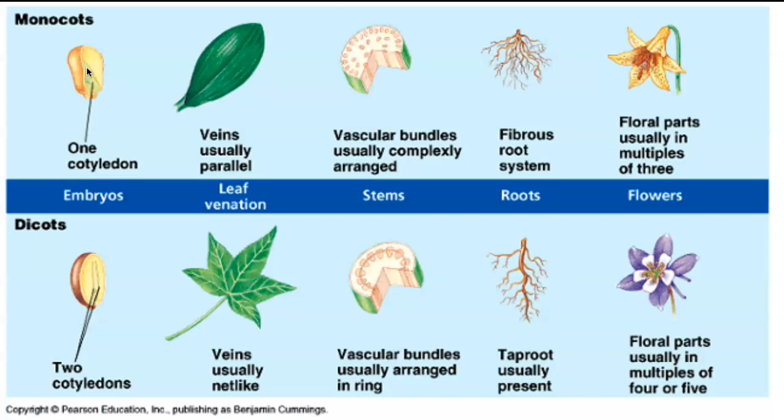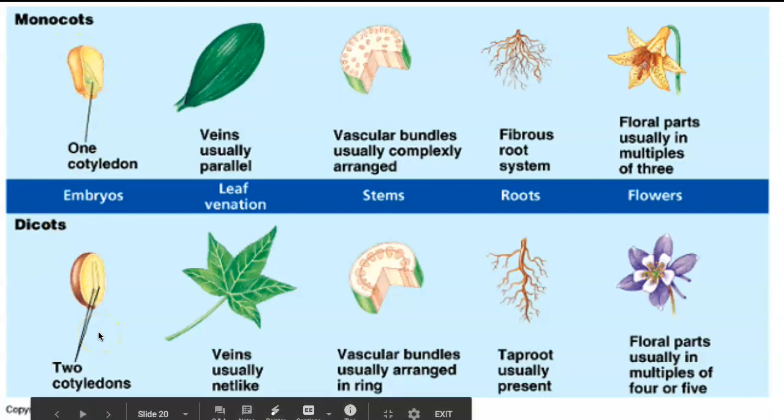We're going to see that with the monocot, they're going to have one little leaf that pops out. With the dicot, they're going to have two little leaves that pop out. Because again, monocot, mono means what? One. Dicot, di refers to what? Two. And so again, that's how we remember it. Monocot is going to have one. Dicot is going to have two.